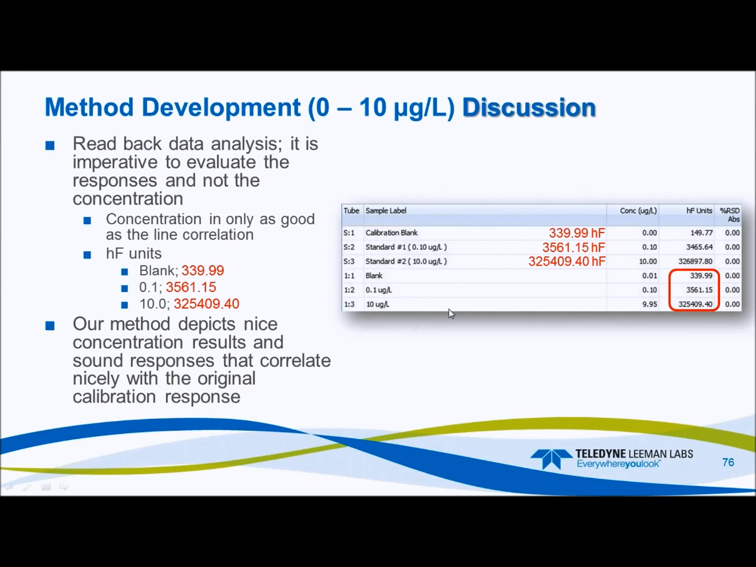So the readbacks are, the blank was 339 and 149 was the original. The 1.1 came back at 3,561. The original was 3,465. That's good, for the calibration. And the 10 came in at 325,000 versus 326,000. So that tells me, again, the system is functioning properly. It's given me the response back that I indicated. So yeah, the correlation is probably valid, and the system's in control, and we should be able to use this as a method.